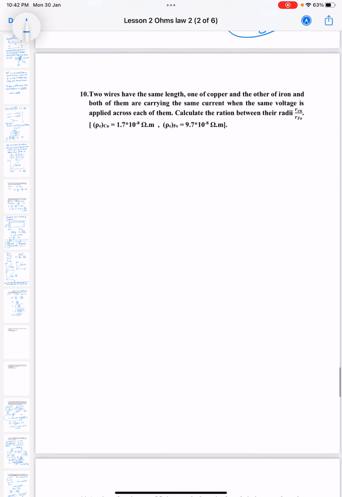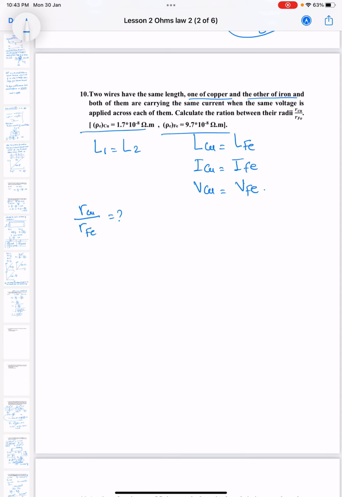Another problem. Two wires have the same length, L1 equal L2, one of copper and the other of iron. So L copper equal L iron. Both of them are carrying the same current, I copper equal I iron. When the same voltage is applied, V copper equal V iron, across them. Calculate the ratio between their radii. We want to calculate radius of copper over radius of iron, and we have the resistivity of iron and copper. How can we solve it?